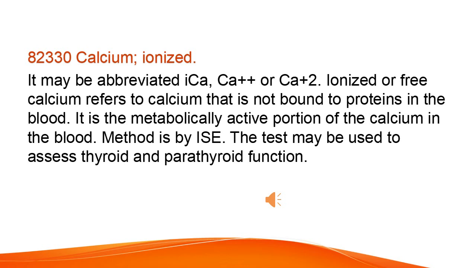Calcium, ionized. It may be abbreviated ICA, Ca++ or Ca+2. Ionized or free calcium refers to calcium that is not bound to proteins in the blood. It is the metabolically active portion of the calcium in the blood. Method is by ISE. The test may be used to assess thyroid and parathyroid function.